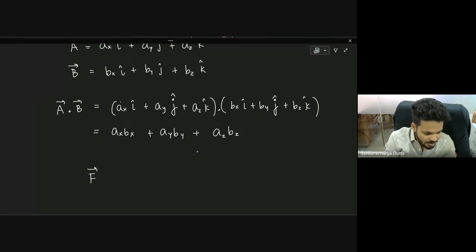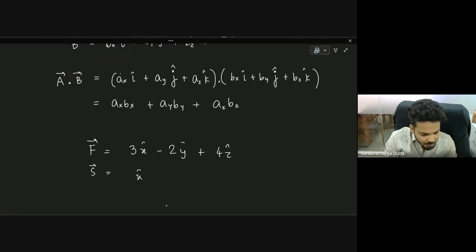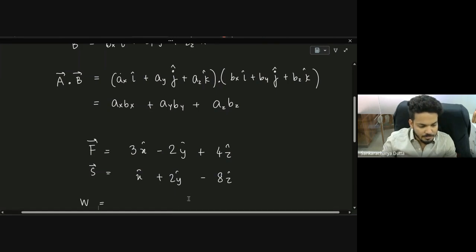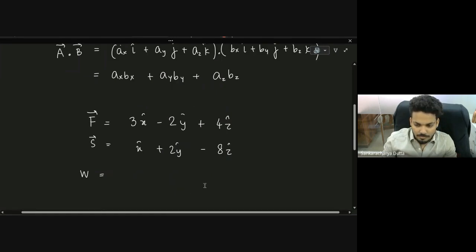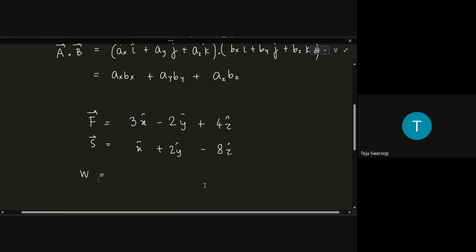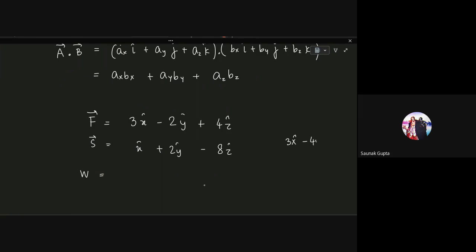Let's say I have force given to us as 3x cap minus 2y cap plus 4z cap, and then the displacement that was created because of this force, let's say, is x cap plus 2y cap minus 8z cap. Okay, find me the work done. Tell me how much work done has happened. So is it 3x cap minus 4y cap minus 32z cap? So is the answer minus 39?